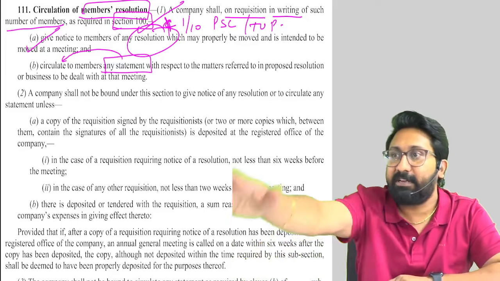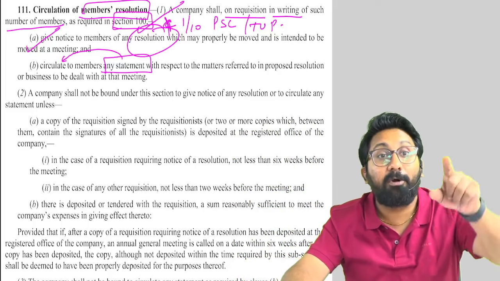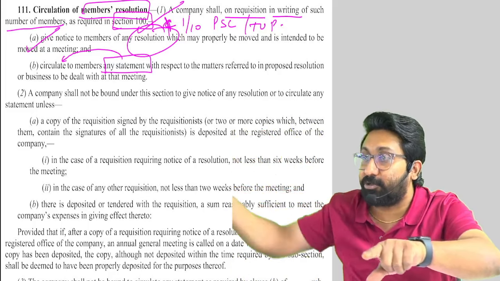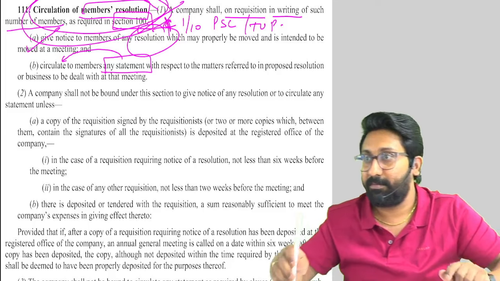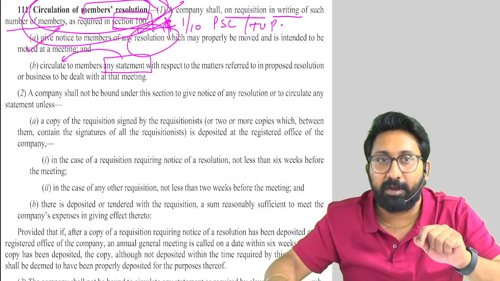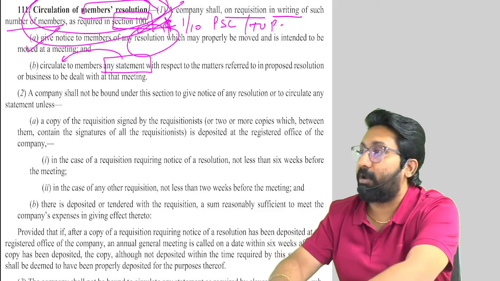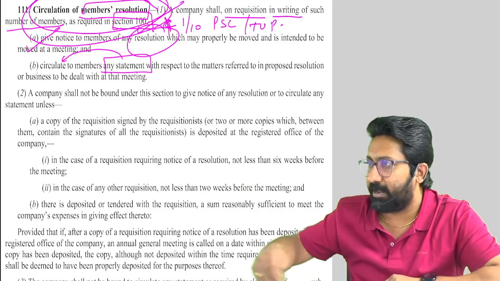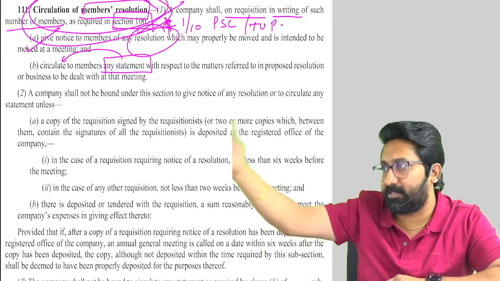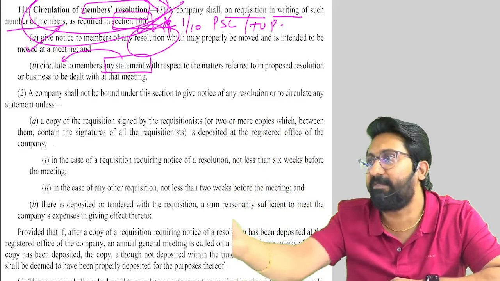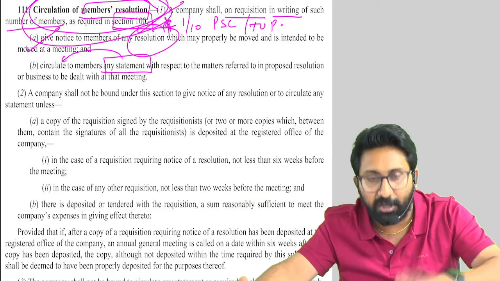Like that, I will write and send it to the company. The board of directors will now circulate this resolution. That's why the name came as circulation of members' resolution. Are you understanding the point or not? Now the board has to circulate that, like a special notice. The members will read it, they will come to the meeting and take an appropriate decision. This is the logic of this section.